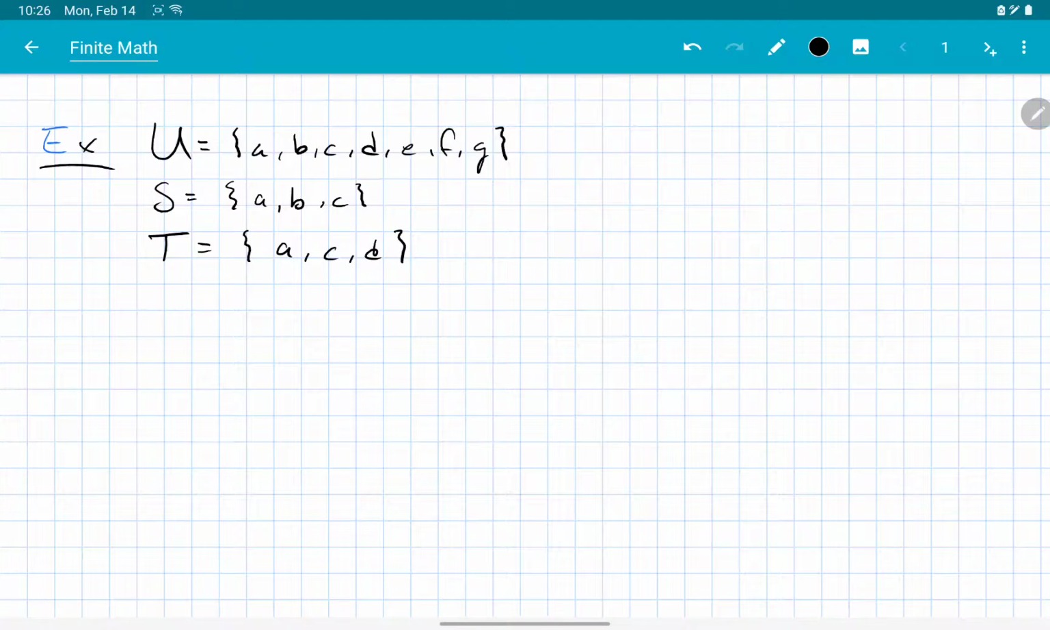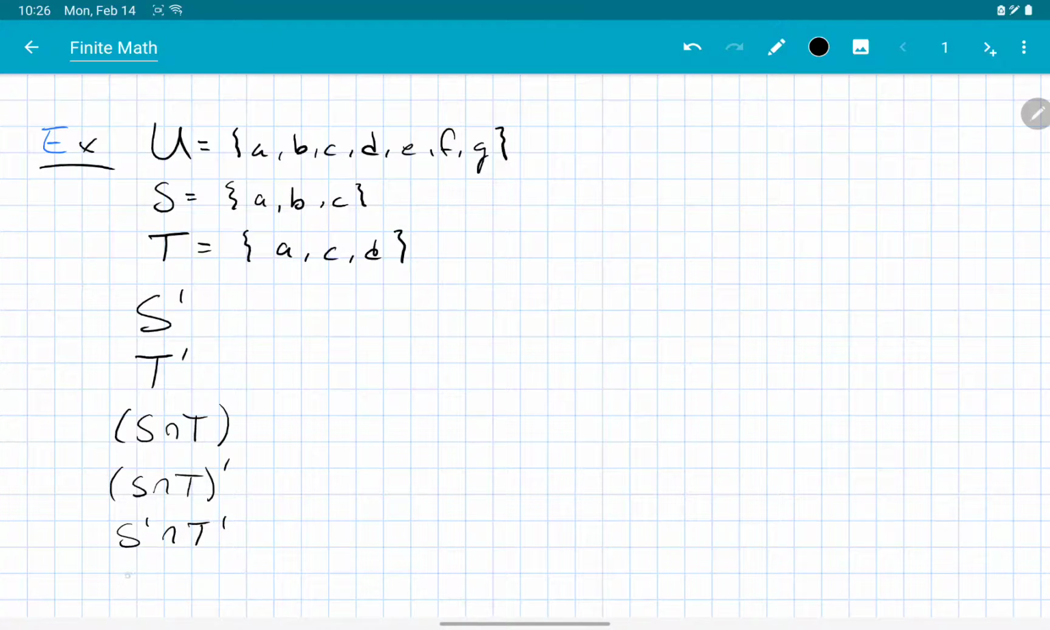I have my universe set. We're usually going to use U for this universe set. And I have my set S and my set T. I want to find a bunch of different sets related to these. I want to find the complement of S, the complement of T, the intersection of S and T, the complement of the intersection of S and T, S complement intersect T complement, S complement union T complement. These are the different sets I want to find. Right? So I start with this universe and these 2 sets. What other sets can be built by taking unions, complements, things like that? That's what we're trying to figure out.